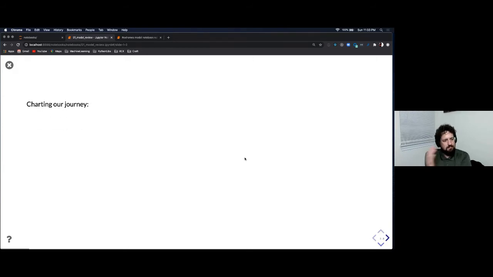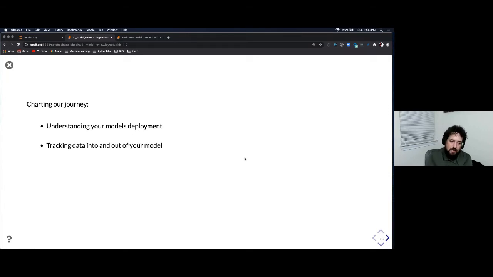So with that, let's chart our journey. First, let's understand your model's deployment. Where is this model going to be run? How is it going to work? Let's track data into and out of your model. How do you know what's going into that model, to protect it so you don't have bad things going in, causing out-of-sample error and things that will cause other systems to crash? How do you detect problems with your model in the field? And we'll also put together some checklists that you can review and take with your teams and learn from when you're producing your own models.